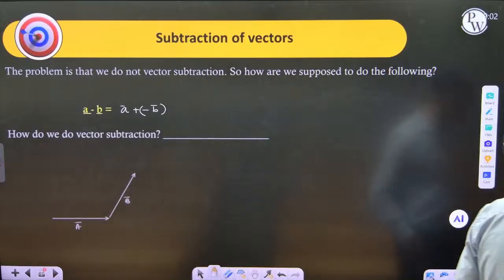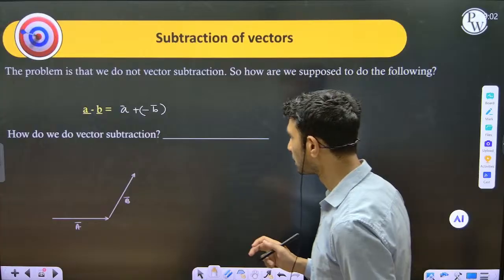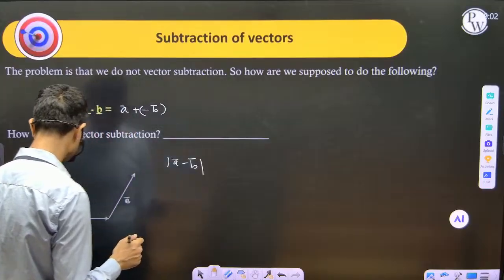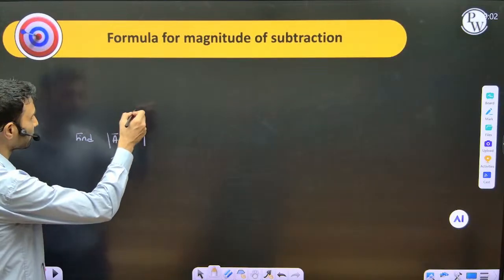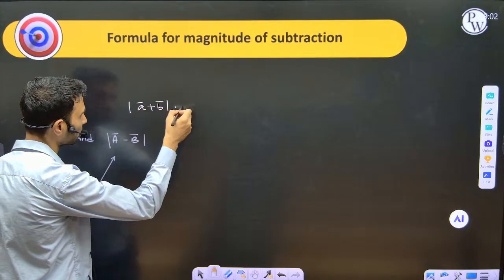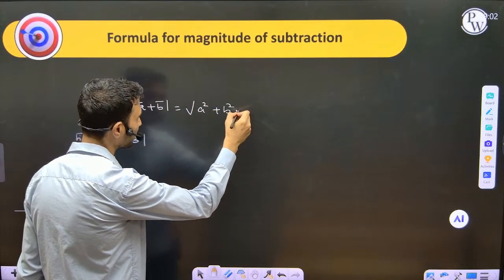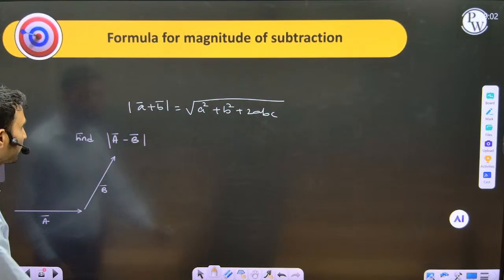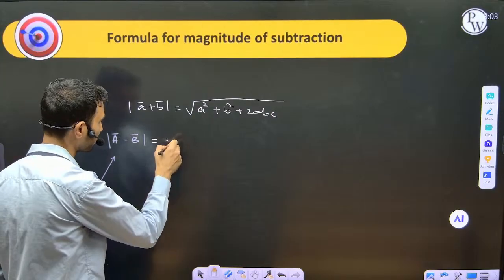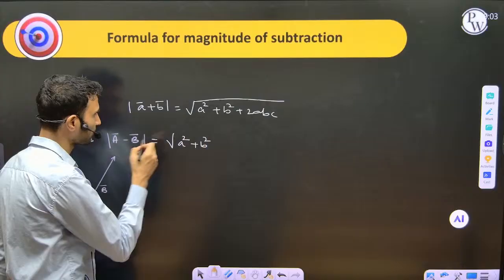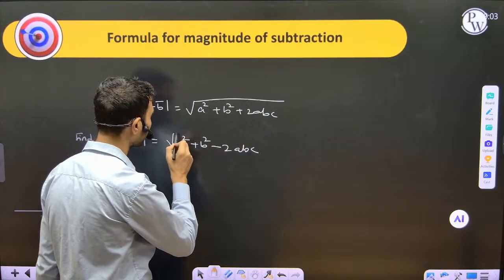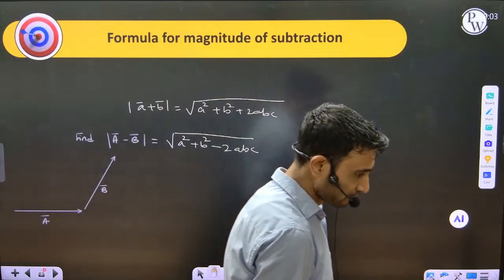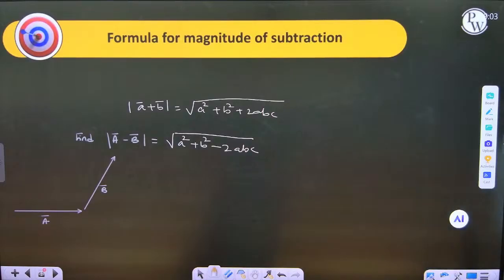Now today what we are going to do is find the magnitude of a minus b. Before this, if you remember, we know the a plus b formula: under root of a square plus b square plus 2ab cos theta. But I'm going to tell you what a minus b is: root of a square plus b square, that minus will come here, minus 2ab cos theta. So that is the formula for subtraction. Take this down.